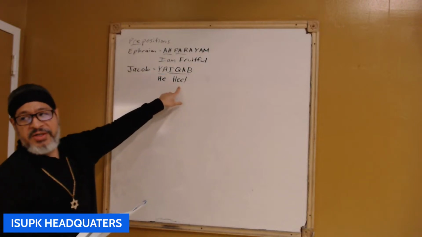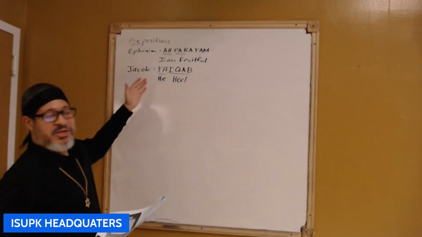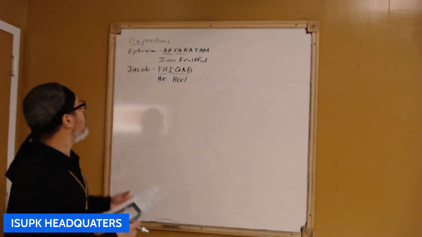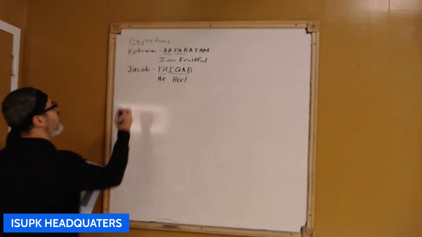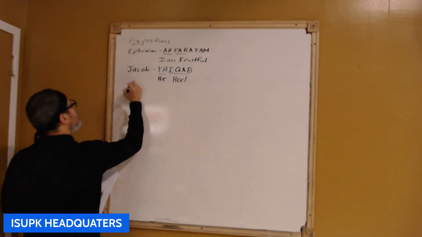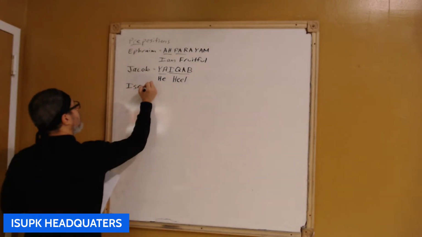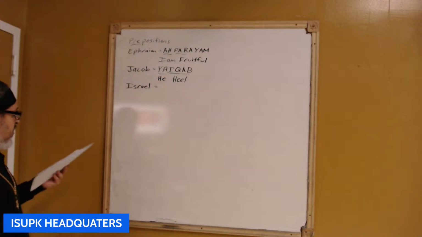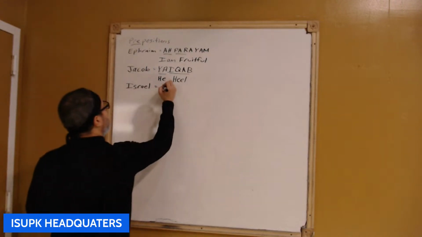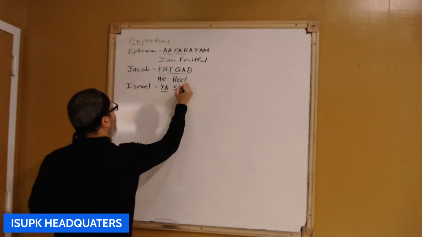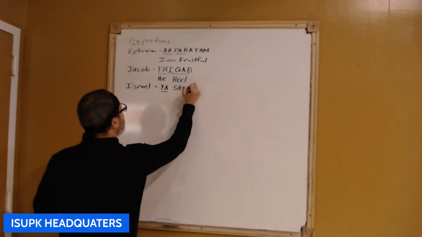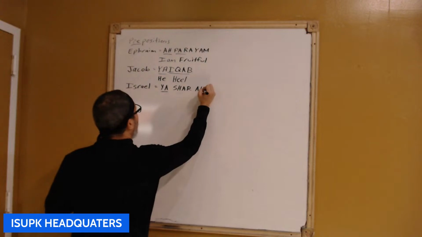He grabbed the heel of Esau. So his name actually means something physical. Jacob's name was renamed to Israel. And Israel is Yah, Shar, Allah.